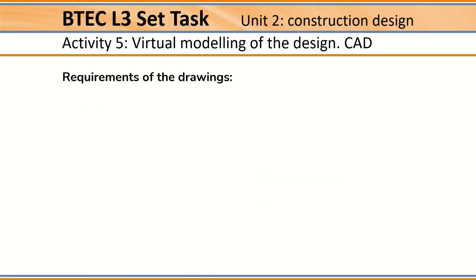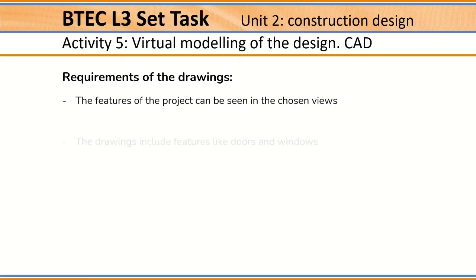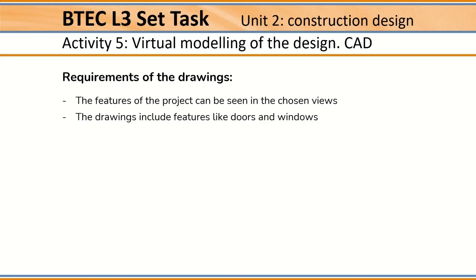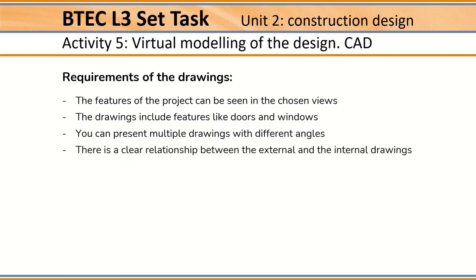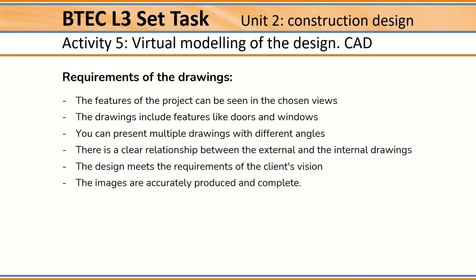Requirements of the drawings. The features of the project can be seen in the chosen views. The drawings include features like doors and windows. You can present multiple drawings with different angles. There is a clear relationship between the external and the internal drawings. The design meets the requirements of the client's vision. The images are accurately produced and complete. The images need to be rendered.